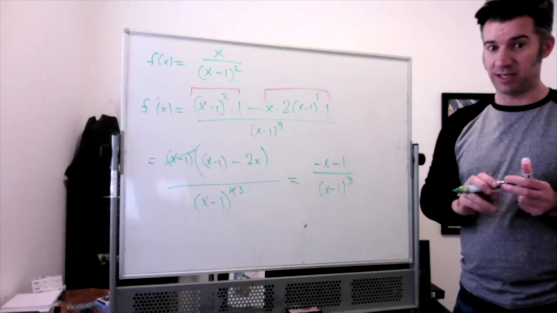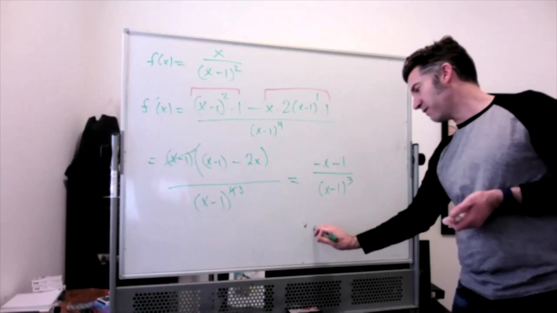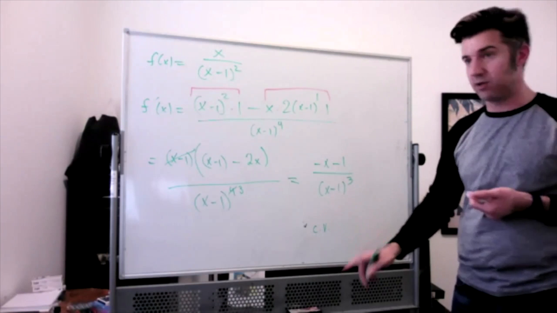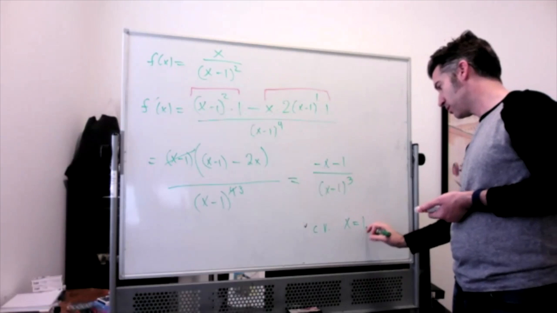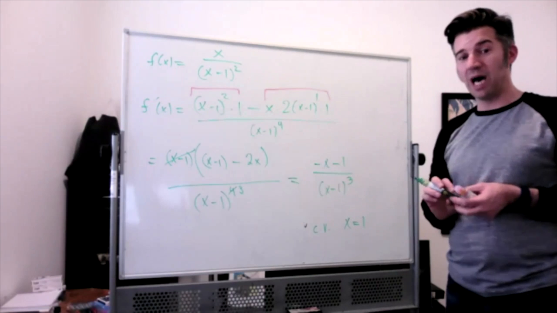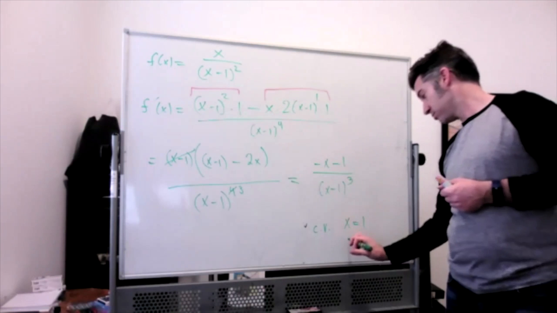All right, I want you guys to help me out. Clearly, this is undefined when x equals 1. So even though it's not a true critical value, because it's not in the domain, I'm still going to call it a critical value. What's my other critical value? What makes the numerator equal to 0?